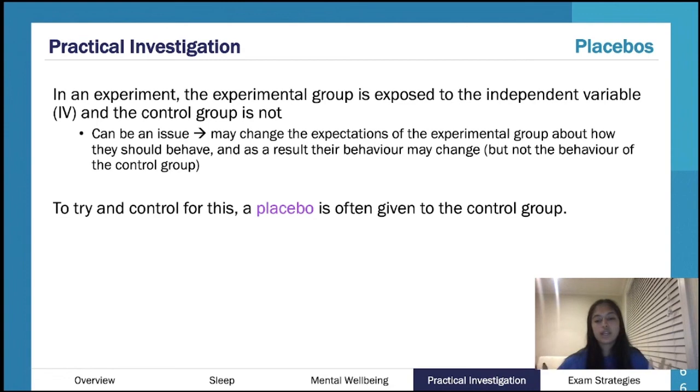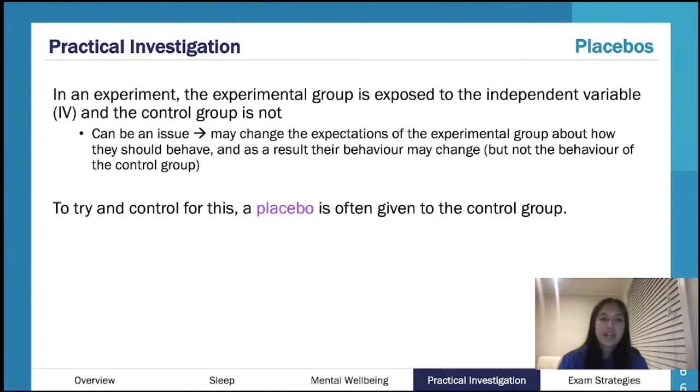I know this is a bit weird. I want you to think about it: it doesn't take away participant expectations. It just makes the experimental and the control group equal in that they both have this sort of false idea that they're taking a pill, if that makes sense.